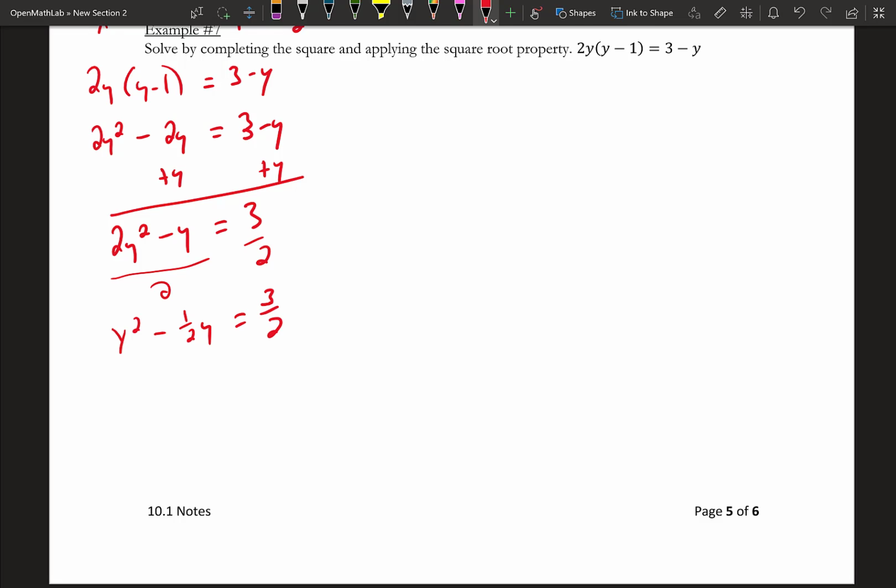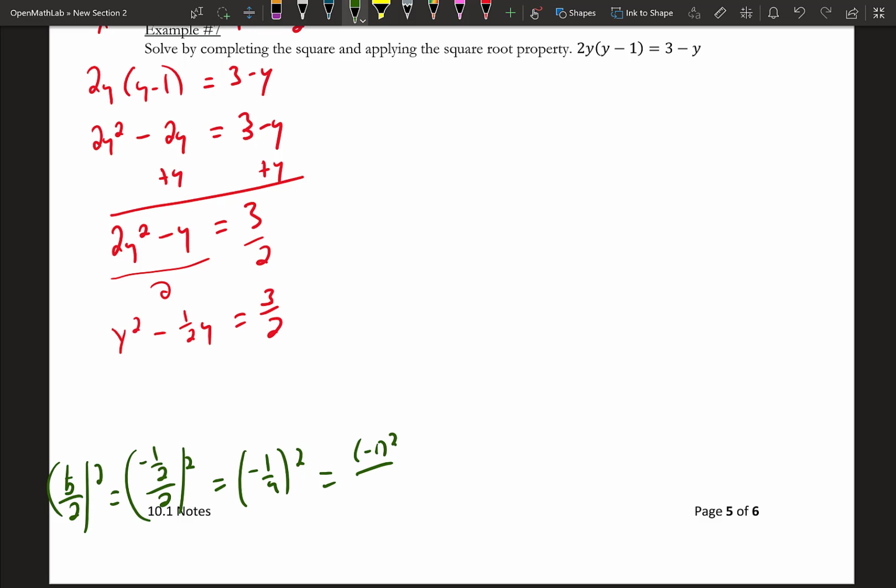And then now's where I want to complete the square. So just note that b divided by 2 quantity squared is equal to negative 1/2 divided by 2 quantity squared, which negative 1/2 divided by 2 is negative 1/4 quantity squared, which equals negative 1 squared over 4 squared, which is 1/16. Right, so I want to add 1/16 to both sides.